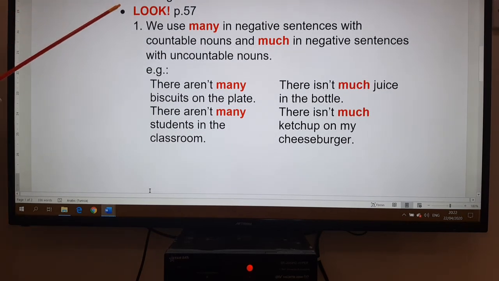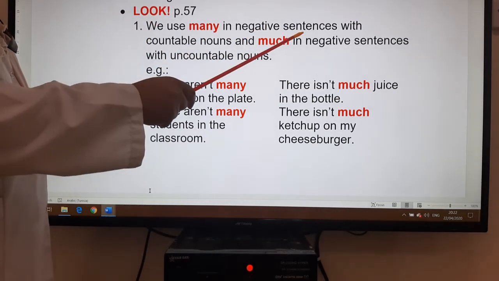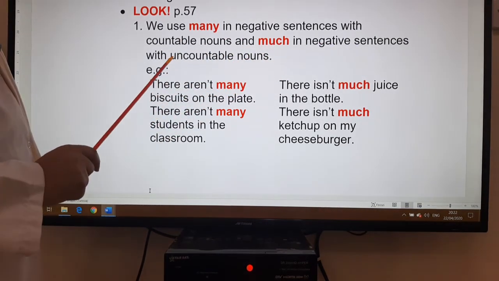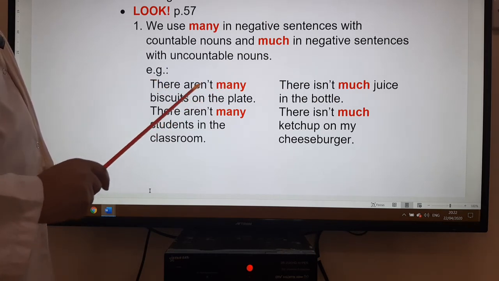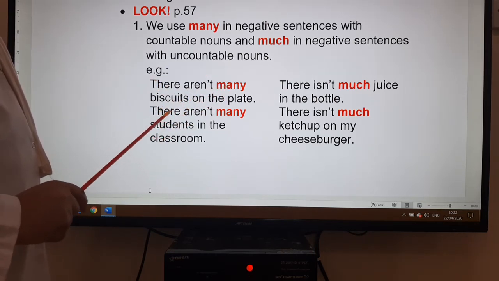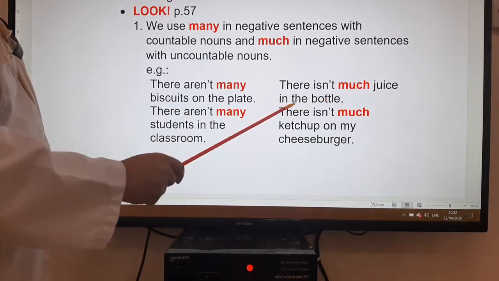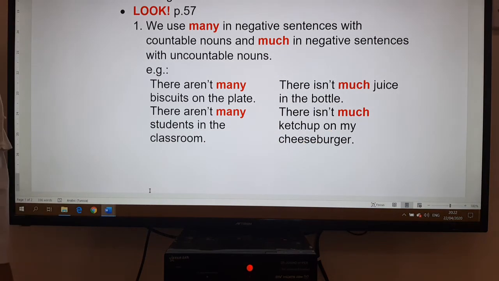Now, with Luke on page 57, we still deal with many and much. We use many in negative sentences with countable nouns and much in negative sentences with uncountable nouns. For example, there aren't many biscuits on the plate, or there aren't many students in the classroom. There isn't much juice in the bottle, or there isn't much ketchup on my cheeseburger.